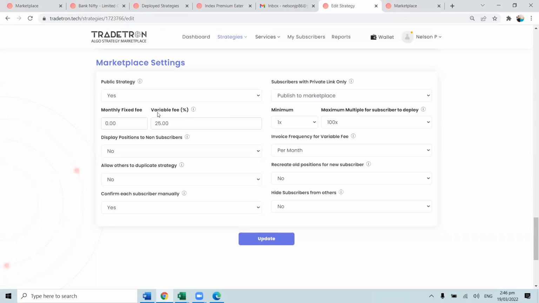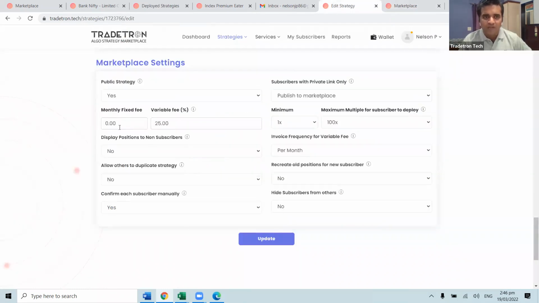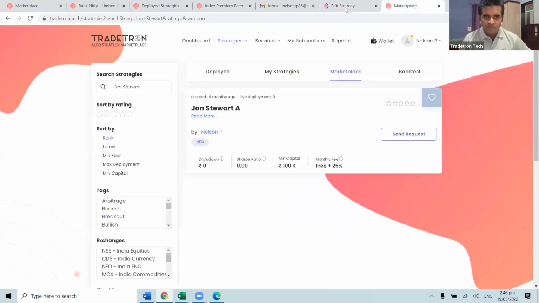So the second part is the monthly fee. As you can see, now we have put this on marketplace. It is showing the monthly fee as free, and the variable fee is 25%. So what I can do is put the monthly fee as 5,000 over here, and the variable fee as, say, 20%. Then I will update this strategy. So what it will do is, in marketplace also, it should ideally take me.